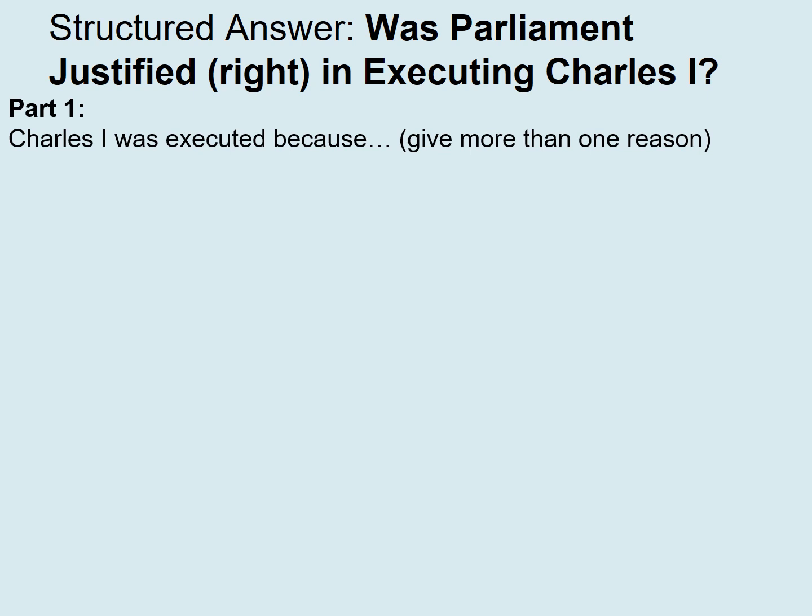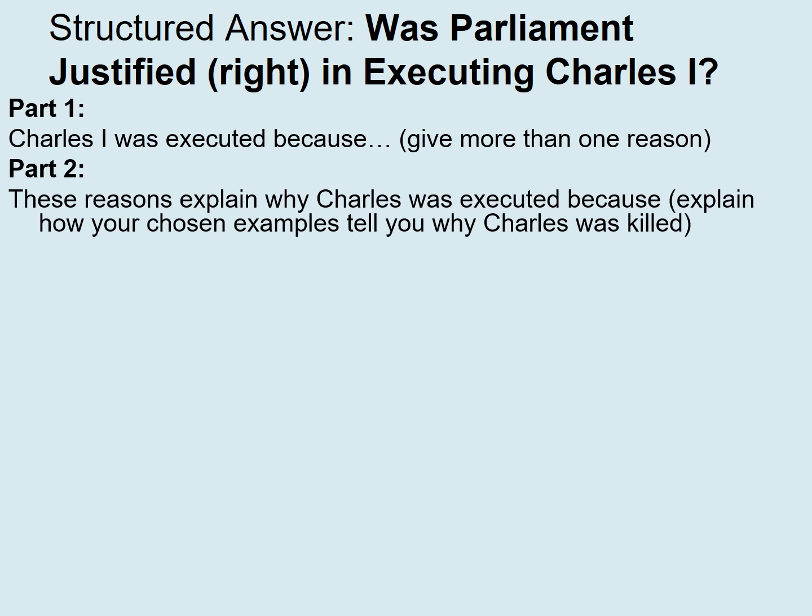Part 1 should include this. Charles I was executed because, and I need you to give more than one reason there. Whether you agree with Charles's execution or not, you need to note down the reasons why Parliament did it. So have a look back at the evidence from the court case in your table earlier. Then part 2.